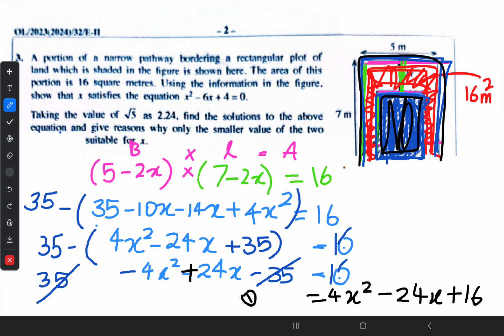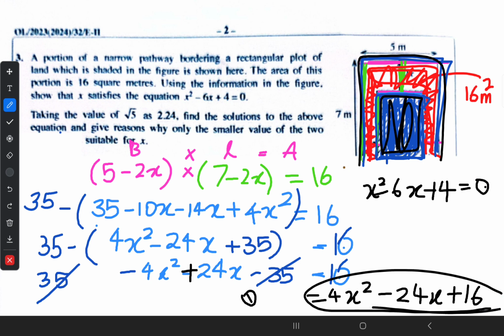When you take 4 as a common factor and divide that by using that 0, that will give you the equation x square minus 6x plus 4 equals to 0. This is the equation you have to show. Take 4 as a common factor here and divide 0 by 4. That will give you the respective equation.